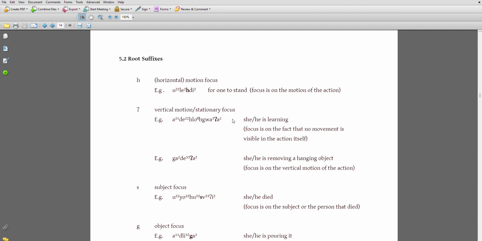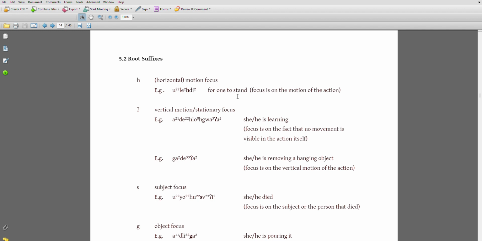Root suffixes. H. This means horizontal motion focus. So in the verb ulehti, this bolded H means for one to stand. It focuses on the motion of the action. So we're focusing on the action of standing. Ulehti, for one to stand. So the root suffix there is just making the focus be on what is most important of the word. Because we have root suffixes that can focus the person or the object or multiple other things.